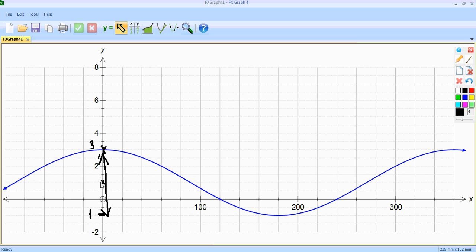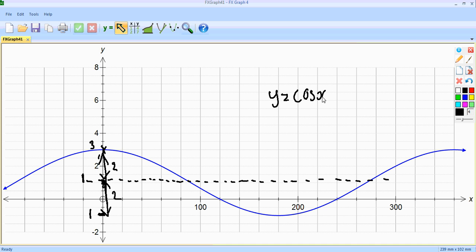You want where the middle is. The middle number will show you where it has moved up. This middle number happens to be at 1. So going up from the middle, you've gone up 2, and you've gone down 2. So this is y equals 2 cos x plus 1. You've moved the middle number up 1, and from the middle, going up to the maximum and down to the minimum, you have a 2 in the front of it.